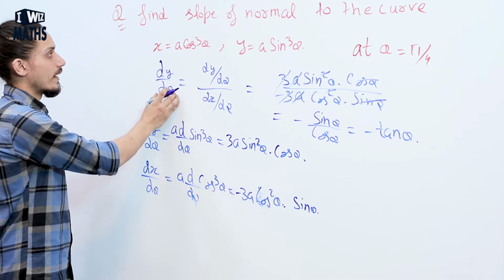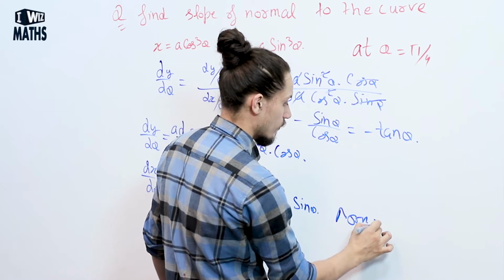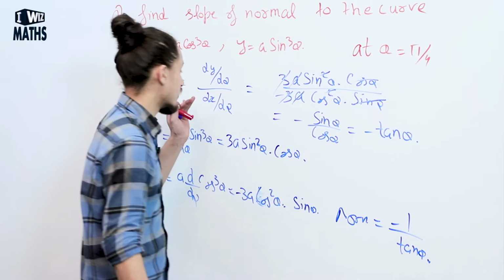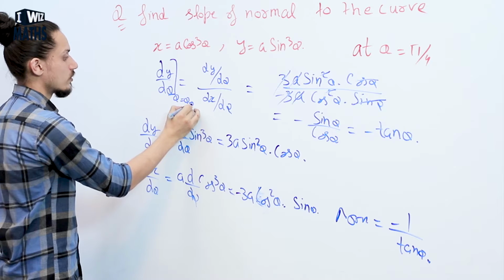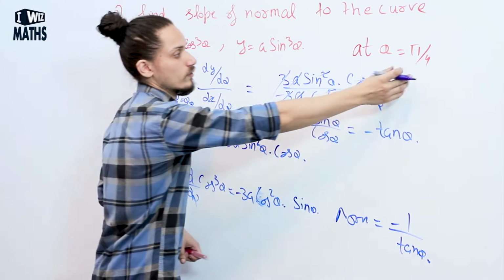Now how do we find slope of normal? Slope of normal is equal to minus 1 upon slope of tangent. So tangent की slope कैसे निकालते हैं? dy by d theta, where theta is equal to theta naught. Now theta naught in this case is equal to pi by 4.